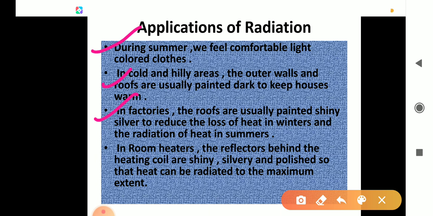The next, in room heaters, at the back side reflectors are there, a shiny color you can see. The back side is shiny, that acts as a reflector. The reflector behind the heating coil is shiny and silvery and always polished so that the heat can be radiated to the maximum extent, right?